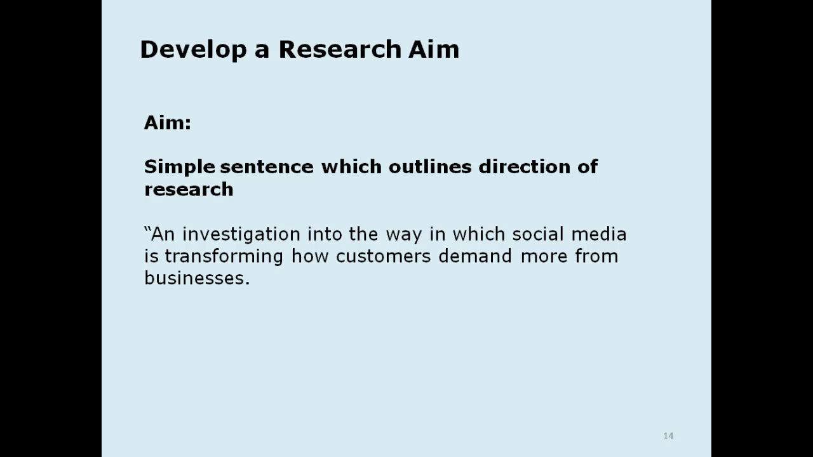Now here's an example of a research aim. Like I say, a research aim is a simple sentence which outlines the direction of your research. So here's an example: an investigation into the way in which social media is transforming how customers demand more from businesses. Simple, concise. A lot with research is being quite concise.